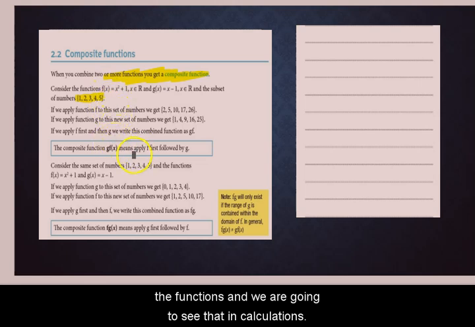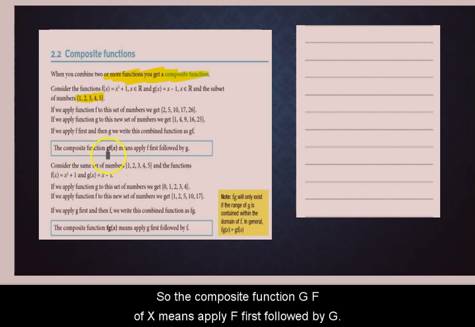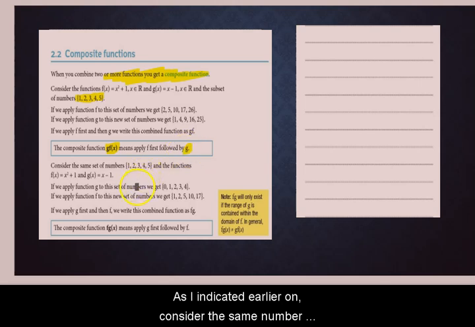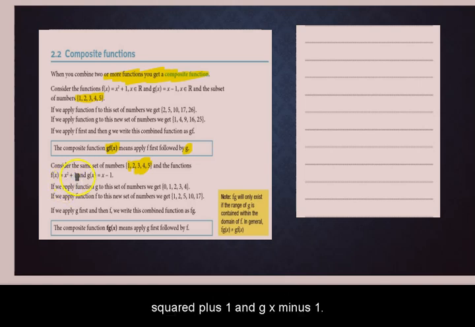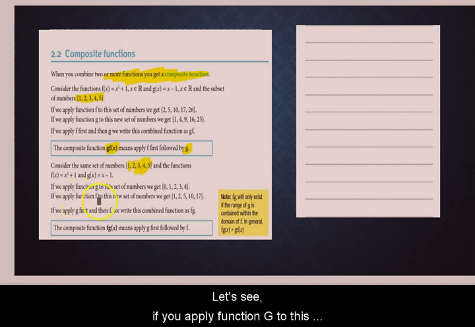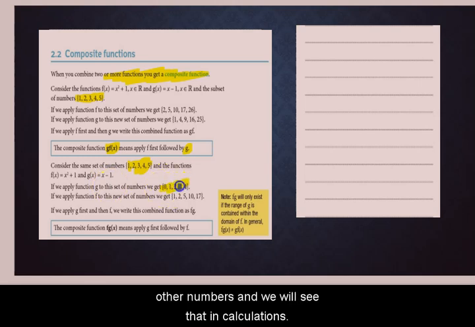So the composite function g f of x means apply f first followed by g, as I indicated earlier on. Consider the same number set, 1 up to 5, and functions f of x equal to x squared plus 1 and g of x equal to x minus 1. Let's see, if you apply function g to this set of numbers, what will you get? You will simply get these other numbers, and we will see that in calculations.